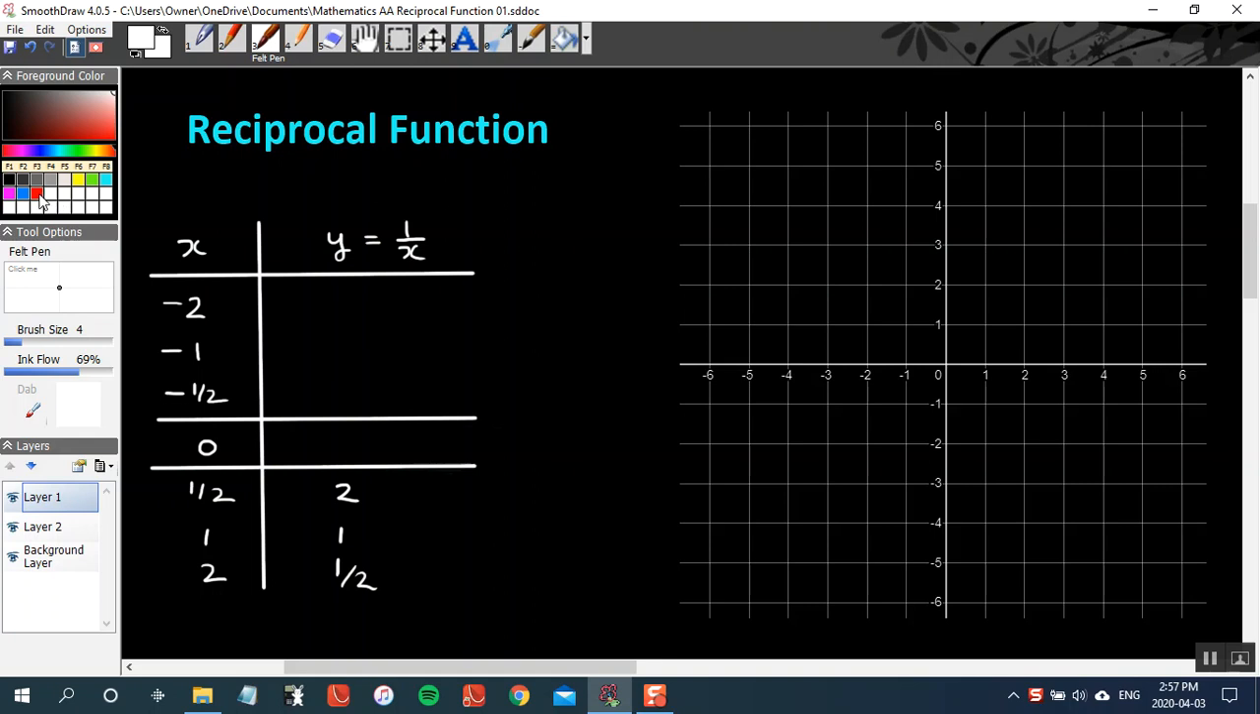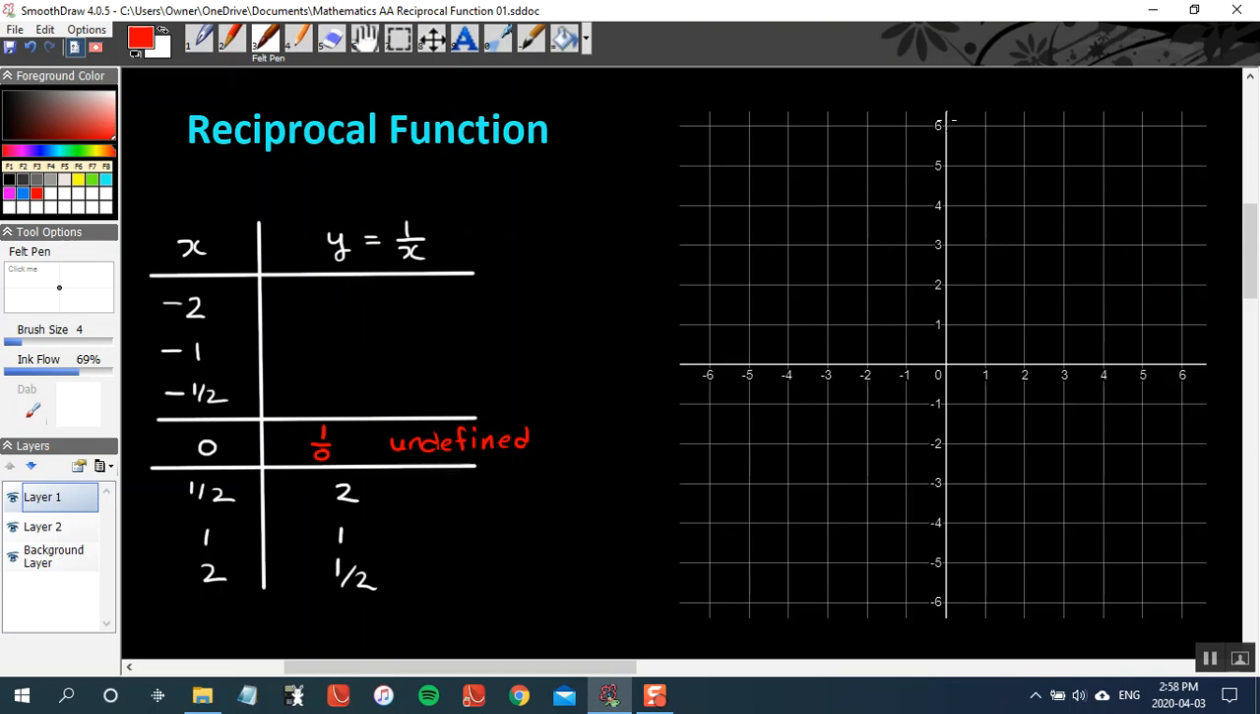And of course, we have a problem right here. When x equals 0, this is going to be 1 divided by 0, which in mathematics, as we've seen a few times before, is undefined. Nothing useful can be assigned to the quantity 1 divided by 0. So that means our function will not exist at x equals 0.